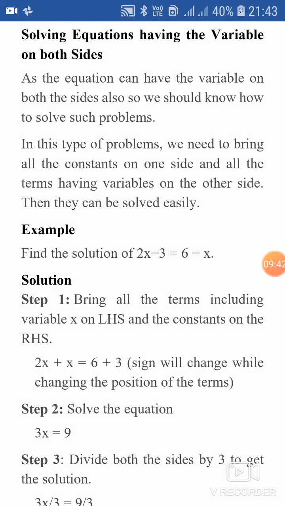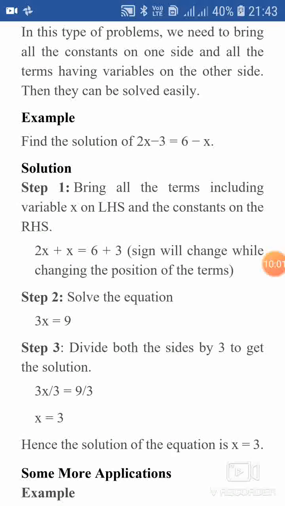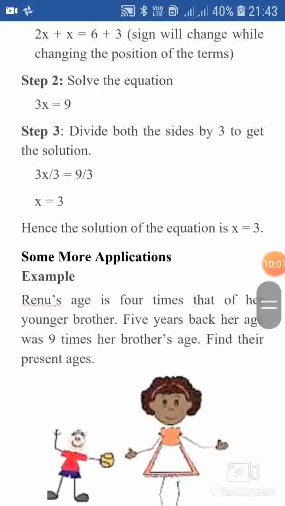So the minus x on the right hand side will go to the left hand side and become plus. And on the left hand side, minus 3 will go to the right hand side and become plus 3. So 2x plus x equals 6 plus 3. That becomes 3x equals 9. Now you have to vanish 3. So 3x divided by 3 equals 9 divided by 3, that is equal to 3.